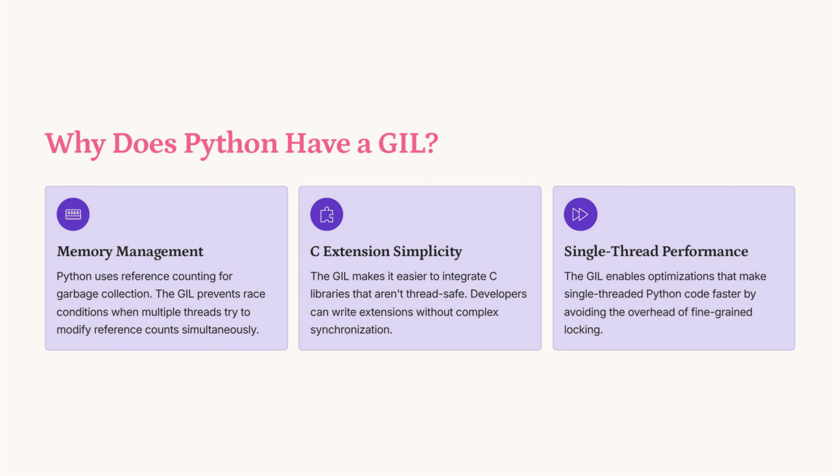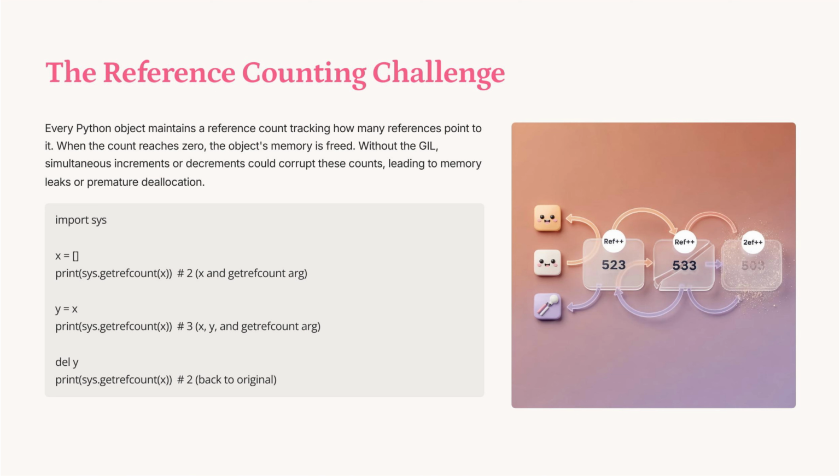Python's Global Interpreter Lock, GIL, is crucial for memory management, preventing race conditions during reference count modifications. It simplifies integrating C libraries by avoiding complex synchronization. Additionally, the GIL enhances single-threaded performance by reducing the overhead associated with fine-grained locking, making Python code execution more efficient in single-thread scenarios. Python's reference counting tracks how many references point to an object.